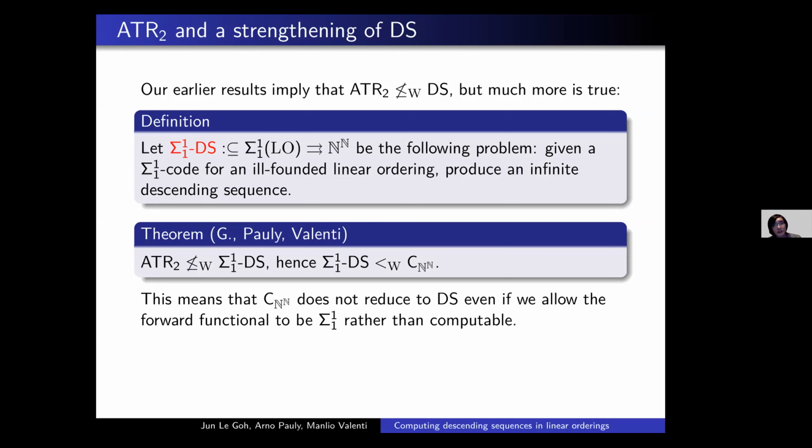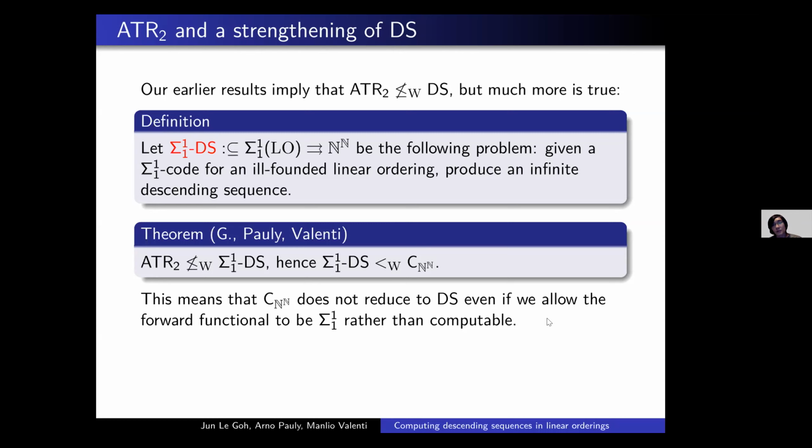Now, how do we interpret this result? One way I think about this is a loosening of the notion of Weihrauch reducibility. In Weihrauch reducibility, the forward and backward functionals both have to be computable. What if the backward functional still has to be computable, but the forward functional is allowed to be sigma 1 1? That's a much more generous notion of reducibility. Even then, choice on Baire space still does not reduce to DS, even under this looser notion of reduction. That's because of this sigma 1 1 thing. That's how I would interpret this result.